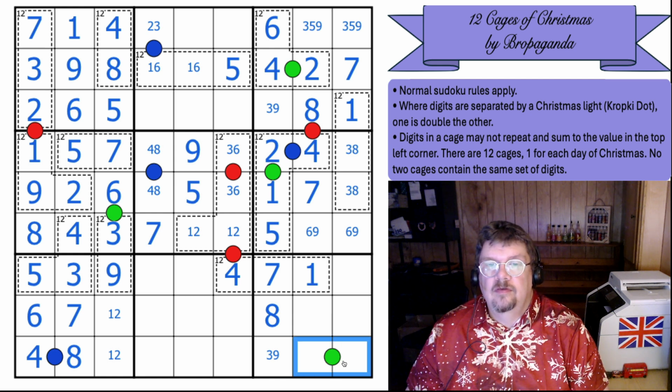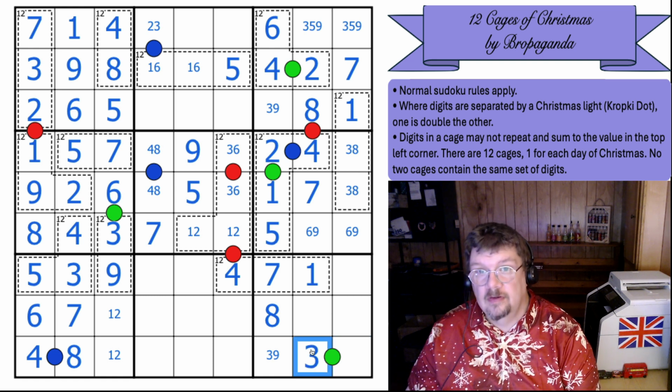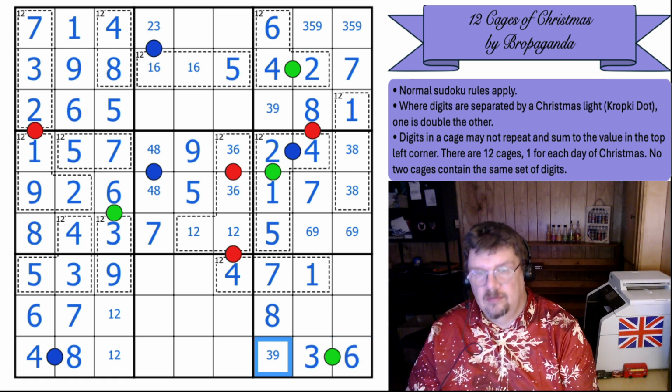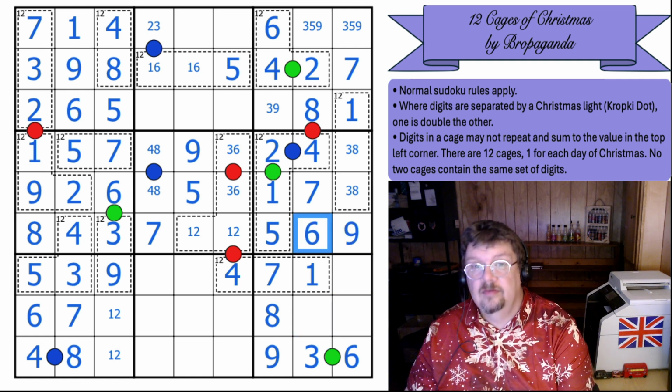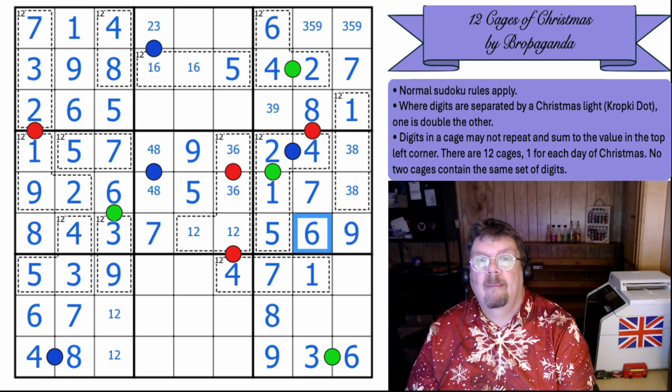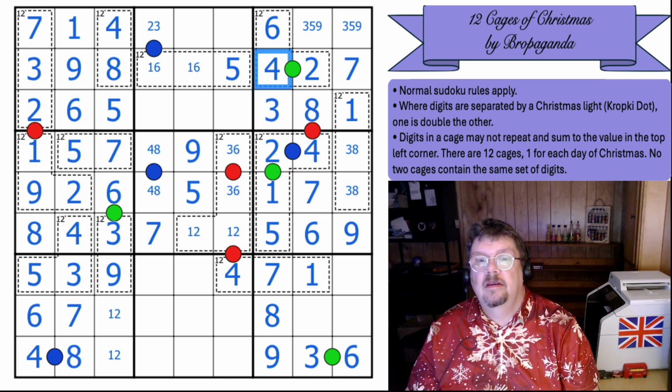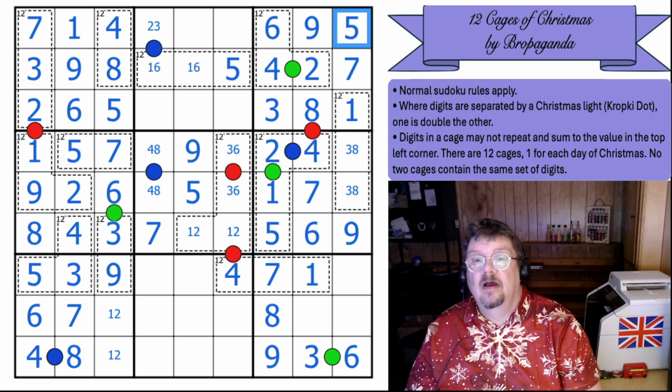Okay, this is either 2, 4 or 3, 6. But this 2, 4 in the column means that can't be a 2 or a 4. So that is now a 3, 6, and we can order those. That's 3, that's 6, that makes that 9, that makes that 9, and that's 6. That's a 3, that's 9, and that's 5.